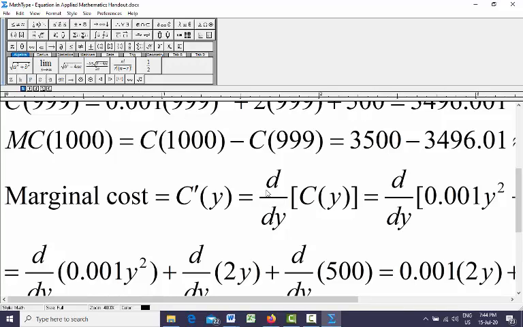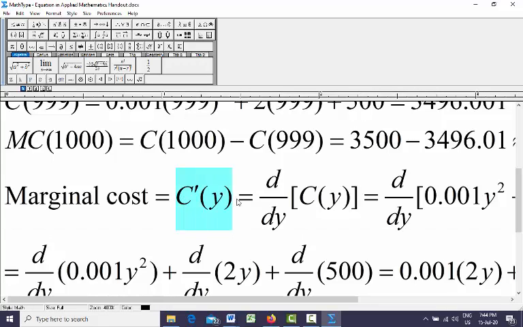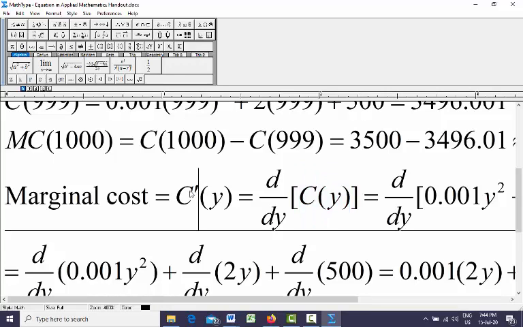So that means if you do differentiation of the total cost function, you will get the marginal cost function, which can be denoted as C prime y, because this is the original cost function, and if you do differentiation you will get prime. So that means C prime. So let's do differentiation now.